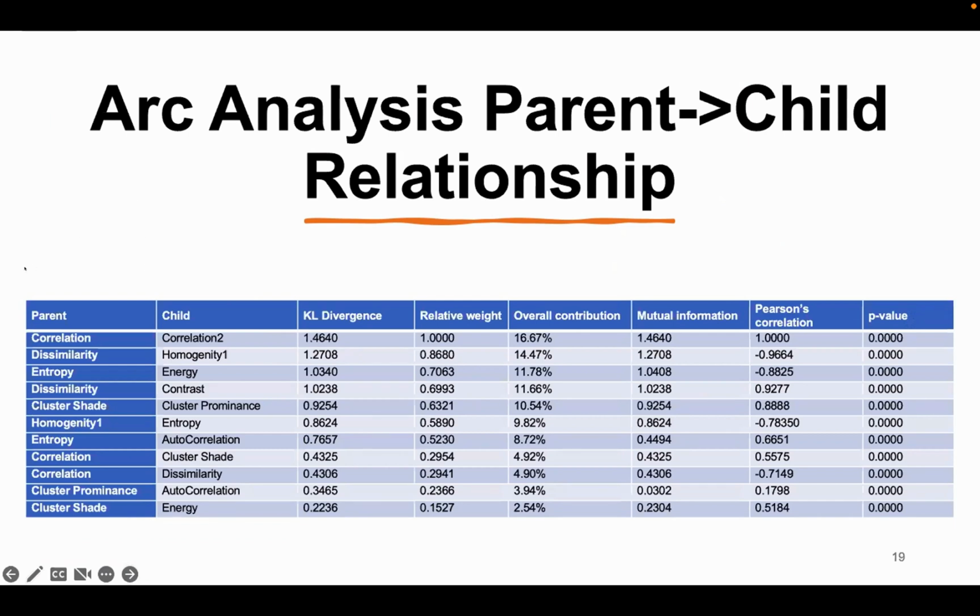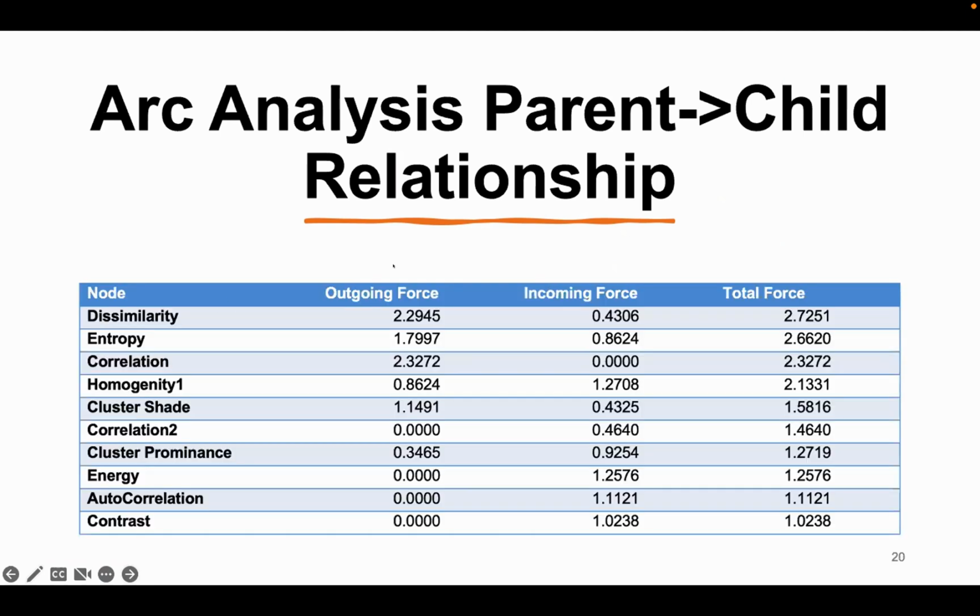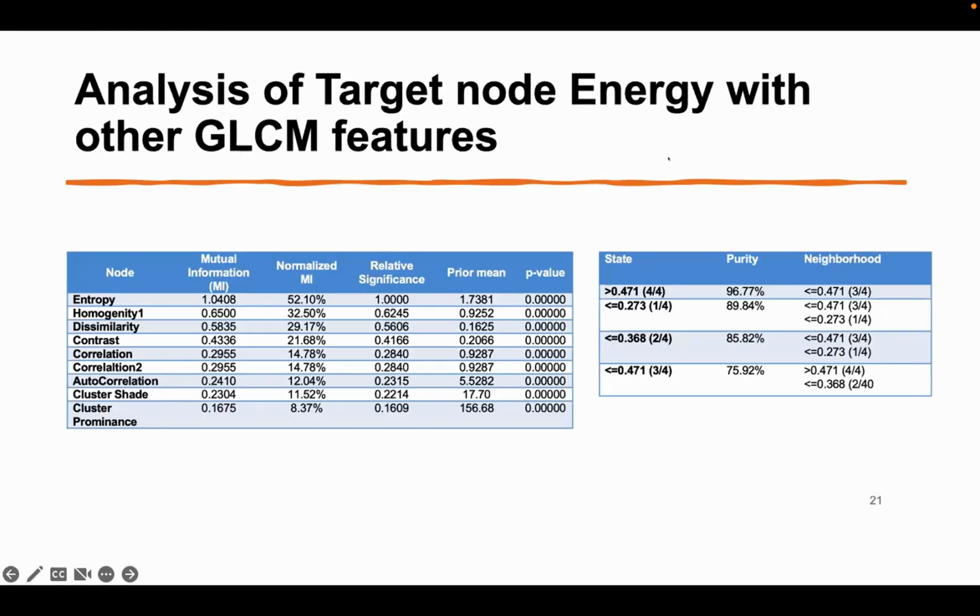We have parent-child relationships. In this case, we have correlation, and with correlation 2, the highest relationship was observed, followed by dissimilarity and homogeneity, and so on. Now you can observe the parent-child relationship. In each case, we found highly significant results. We also computed the outgoing force, incoming force, and total force between different GLCM-based features. And finally, we can set our energy feature as our target node, as I told you earlier.